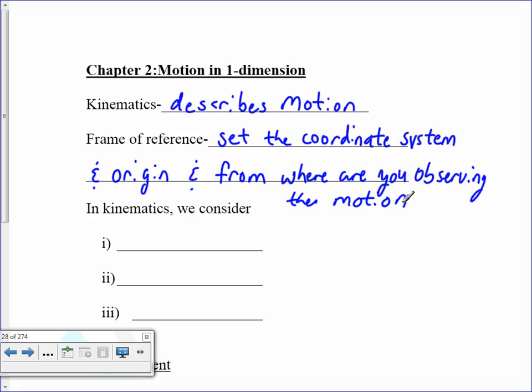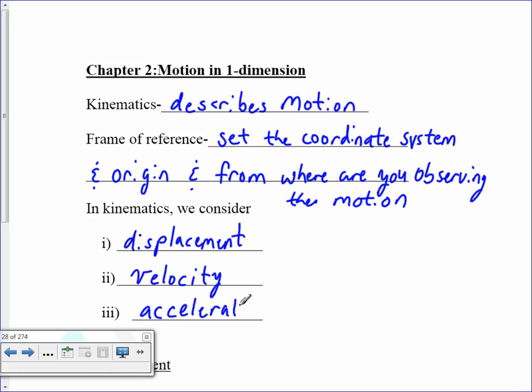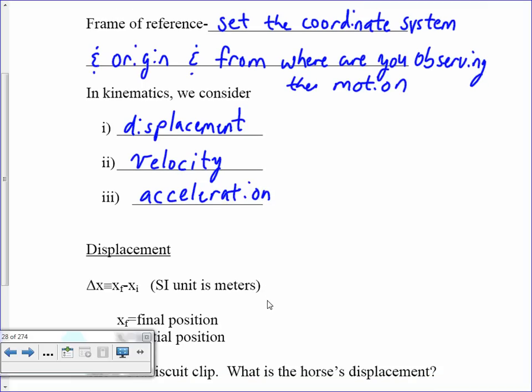Now in kinematics, we consider 3 different things. We consider the displacement. We consider the velocity, that is the rate of change of the displacement, and the acceleration. And the acceleration is the rate of change of the velocity. In this first section, we're just going to define these 3 things, displacement, velocity, and acceleration, and also learn how to interpret graphs that show these physical quantities.